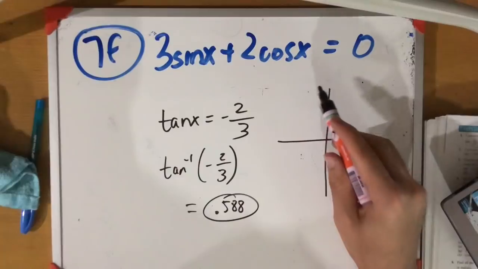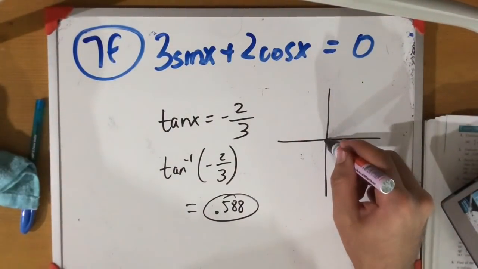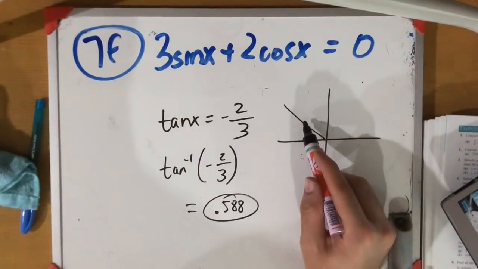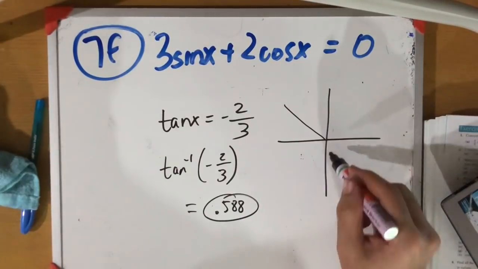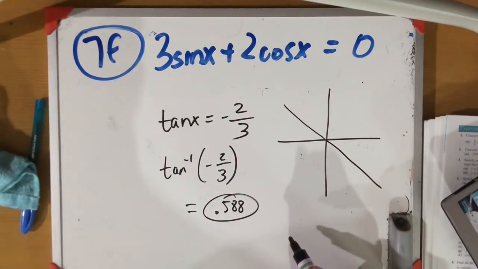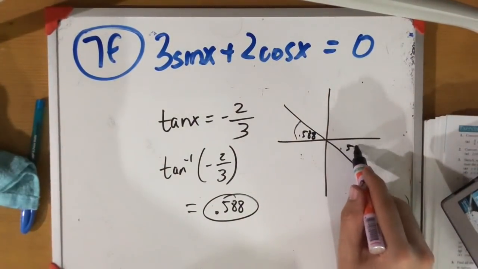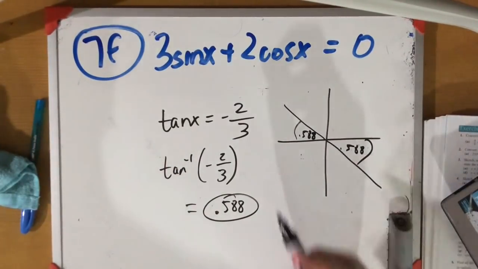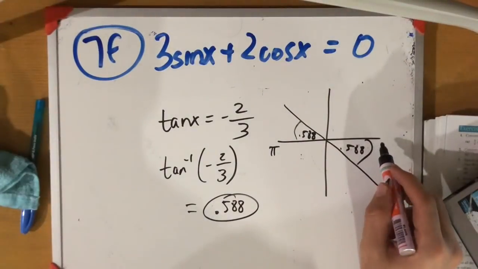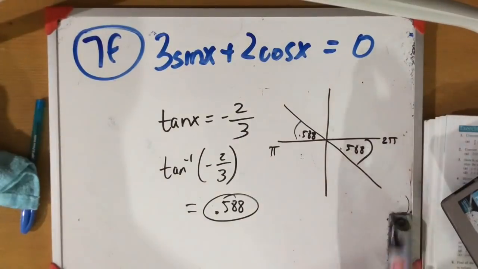Again, add sugar to coffee. Everything is positive here. Sine is the only thing that is positive here, so tan would be negative here. Tan is positive here, but tan is negative there. Okay, so again, base angle is 0.588, right? And then we can start using some of our boundaries to kind of work off of this, because we know this is pi, this is 2 pi, 360.